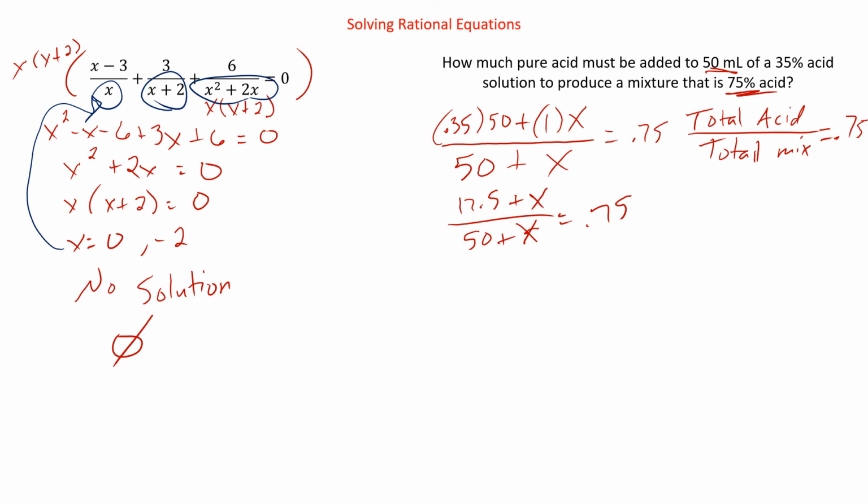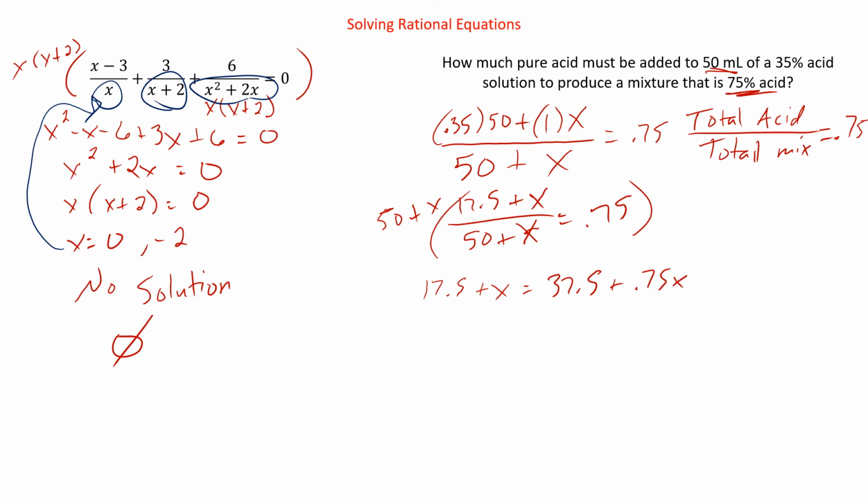We have a rational equation. We're going to multiply by the denominator to both sides, 50 plus x. So we'll end up with 17.5 plus x equals 0.75 times 50 plus x. So 0.75 times 50 is 37.5 plus 0.75x.